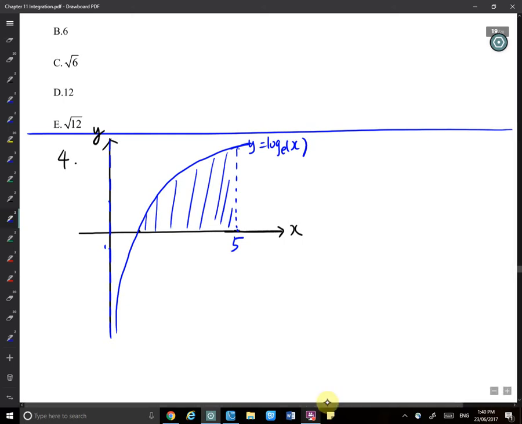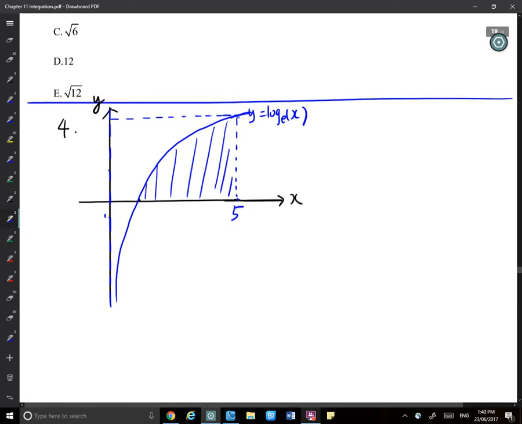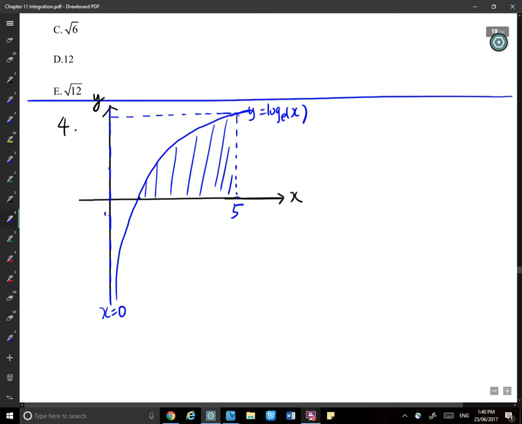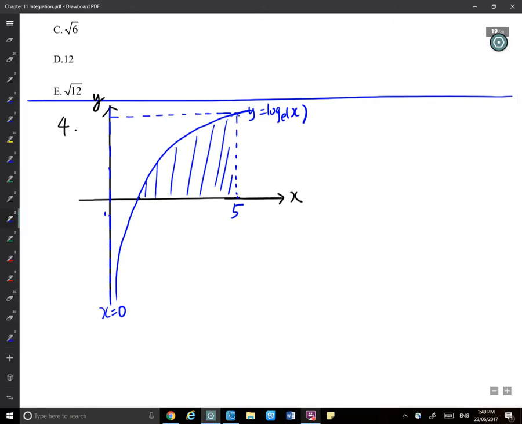I want to know this area. The thing is, you don't have a calculator. This is a Part 1 exam. You don't have your calculator. That's x equals 0. I want to know the shaded region, the area of the shaded region.